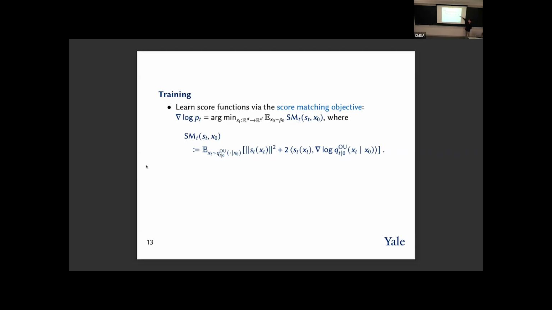Now this is the formula for SM_t, but it's not really relevant for the talk. You could just think of it as trying to match the score function to the score function of the OU transition density. Anyway, this is the objective that we try to use to learn the score functions. And then we have data samples from our data distribution. We form the empirical version of this objective, and then we optimize over some class of candidate score functions, usually parameterized by a neural network. So this is what we train to actually learn these score functions.